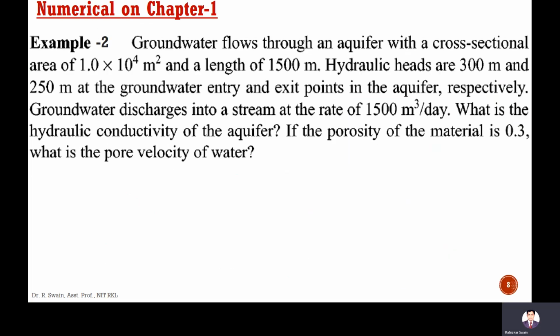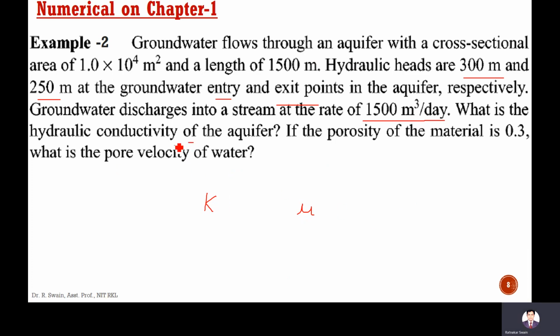Okay, coming to the next example. If the groundwater flows through an aquifer with a cross-sectional area of 1 into 10 to the 4 meter square and length of 1500 meter, hydraulic heads are 300 meter and 250 meter at the groundwater entry and exit points in the aquifer respectively. Groundwater discharges into a stream at the rate of 1500 meter cube per day. What is the hydraulic conductivity of the aquifer? Means what is the K? If the porosity of the material is 0.3, what is the pore velocity of water?